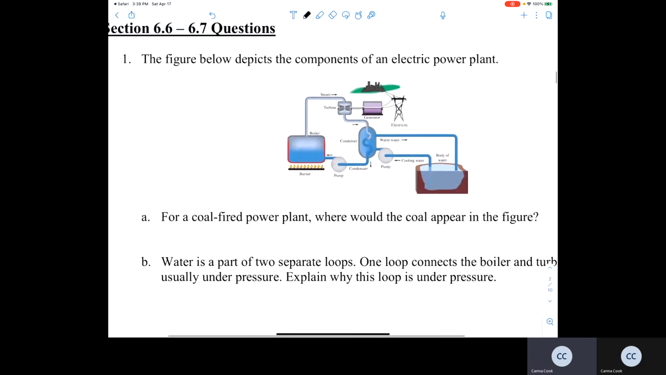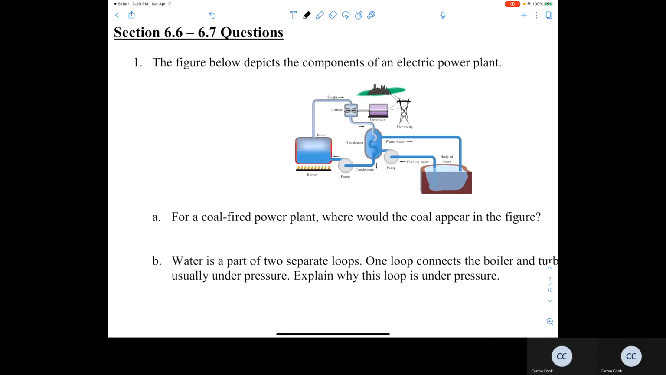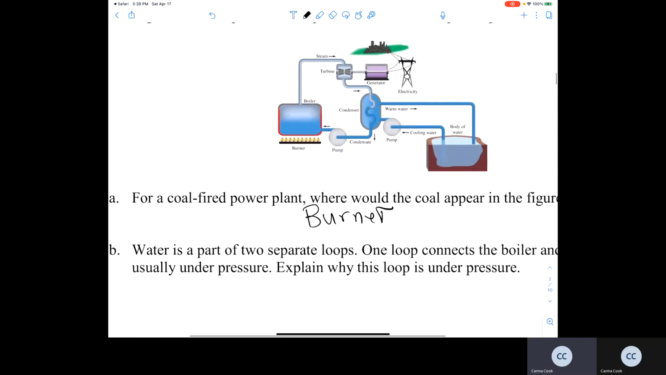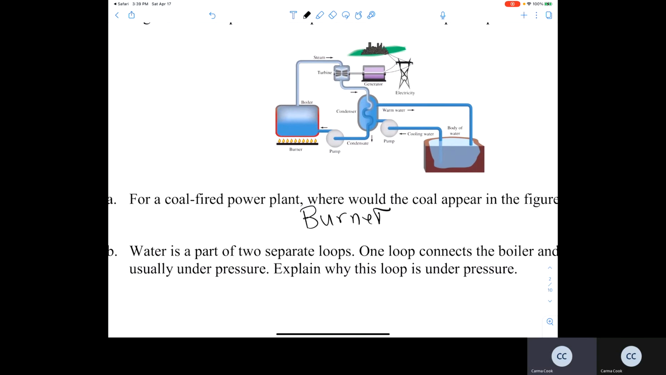So here again is our picture of our power plant. And the coal, of course, appears in the burner, as we talked about previously. And then we talked about the water loops. We've got the water loop that comes out of the condenser and goes into the large body of water to cool that warm water off. And we have this other water loop in which some of the warm water goes through the condenser and gets pumped back into the boiler. So those are your two separate water loops.